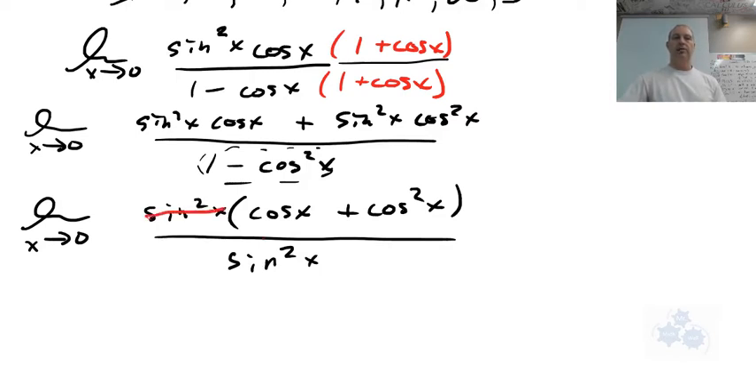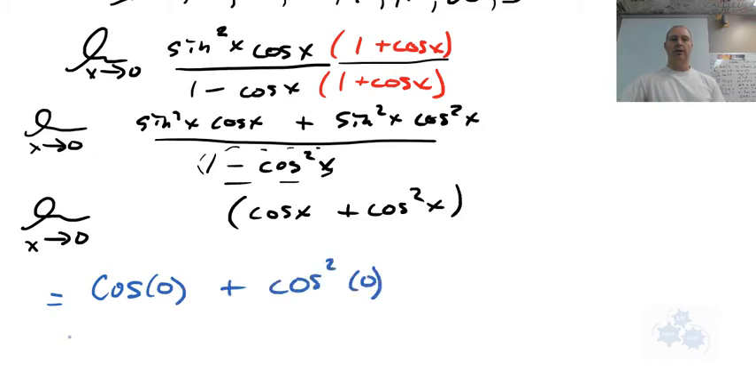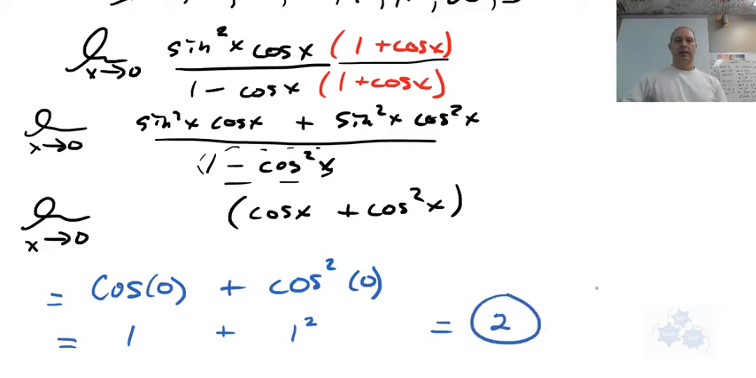Now I've got this. Those are common factors. And so with those gone now, look at this. I can actually just plug 0 straight in to these, right? And so what does this actually become? This is cos of 0 plus cos squared of 0. That's going to be what? Cos of 0 is 1 plus 1 squared. That's going to be 2. All right? So again, limits of trig functions, not that hard.